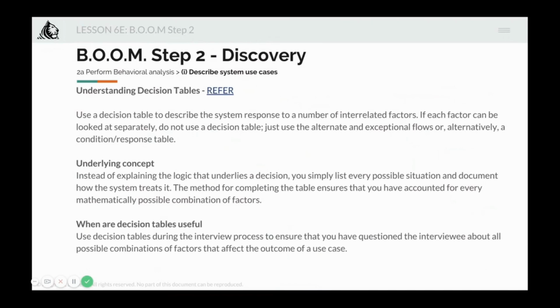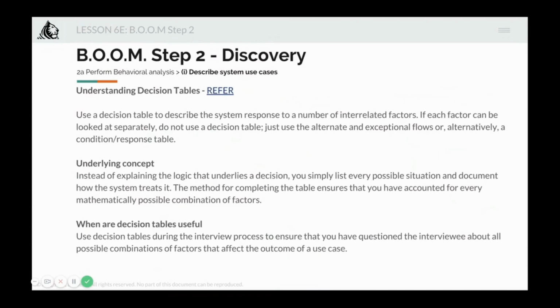Now, to describe system use cases, a very important construct that you need to understand is decision tables. Okay, there is a link that I have shared in the slide. Please refer to that. So use a decision table to describe the system response to a number of interrelated factors. Okay, if each factor can be looked at separately, do not use a decision table. Just use the alternate and exception flows, or alternatively a condition response table.